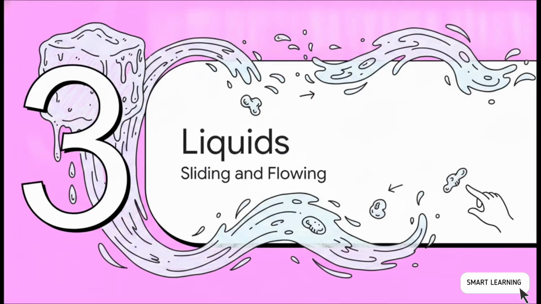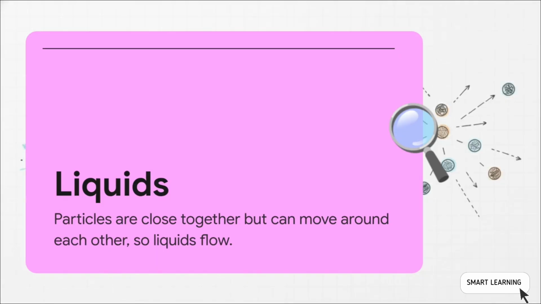All right, Section 3. Liquids. Sliding and flowing. Now, as that ice begins to melt, the whole structure loosens up. In a liquid state, those vibrating particles finally get a little bit of breathing room. They're still close together for sure, but they break free of that rigid grid, sort of slipping and sliding past one another. And this tumbling action, that is exactly why liquids flow and instantly adapt to the shape of whatever container you pour them into.